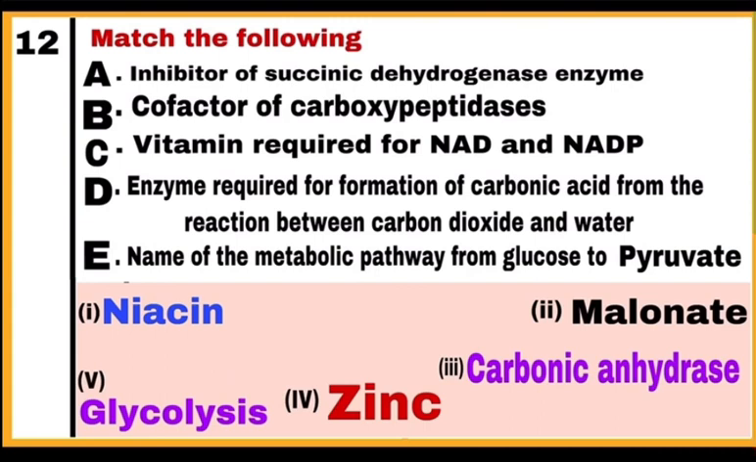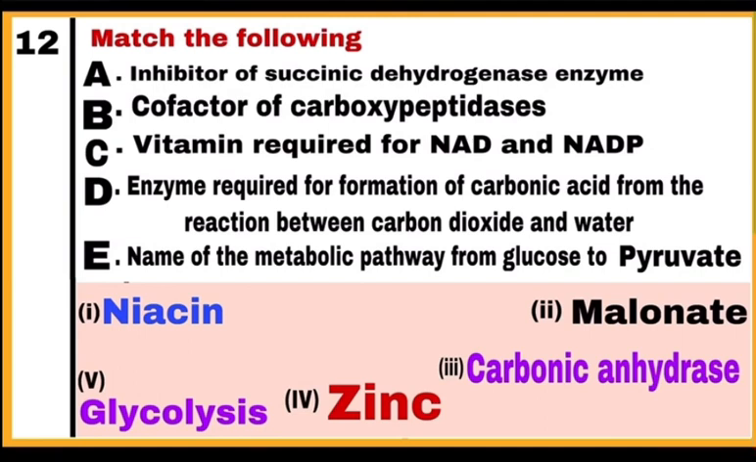B. Cofactor of carboxypeptidase. It is zinc. Zinc is the cofactor of enzyme carboxypeptidase. C. Vitamin required for NAD and NADP. NAD is nicotinamide adenine dinucleotide and NADP is nicotinamide adenine dinucleotide phosphate. They are coenzyme which contain vitamin niacin.